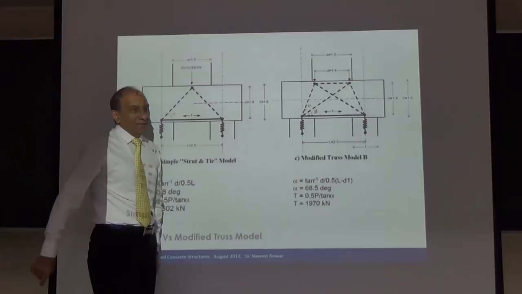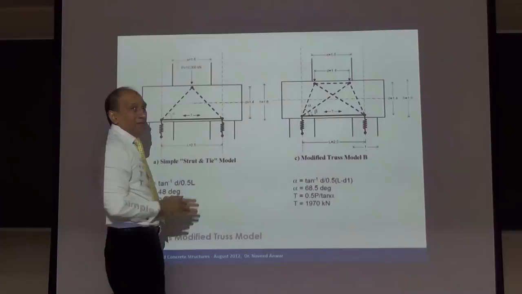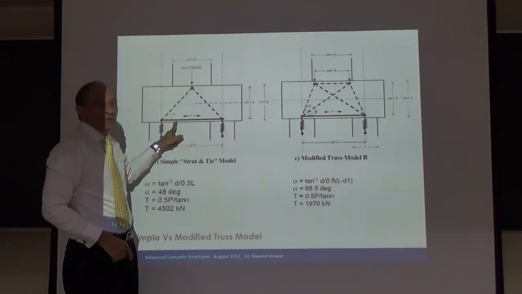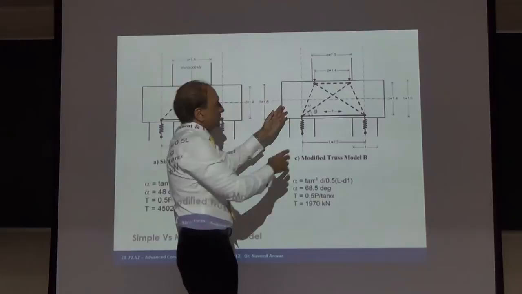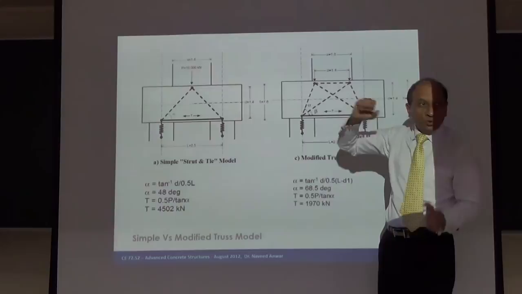Because when the column becomes bigger, tension should become smaller. And suppose the column is the same size as this one. So in reality, there should be no tension. But this model will continue to give you the same tension, which is not logical. So we proposed a modified form of the strut in which instead of one node, you put two nodes close to the edges of the column, where the actual compression and tension are transferred, right?